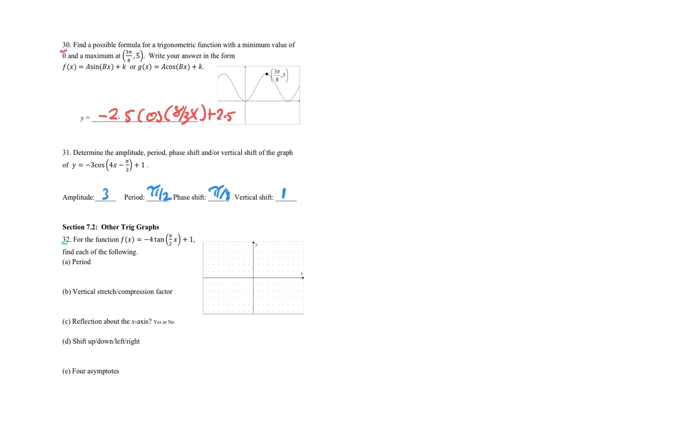For the function f of x equal to -4 tangent of pi halves x plus 1, find each of the following. So the period. So remember, for the tangent function, the period of a tangent function is pi. So rather than 2 pi divided by that b value, it'll just be pi divided by that b value, which is pi divided by pi halves, which is equal to 2. So the period is 2 units.